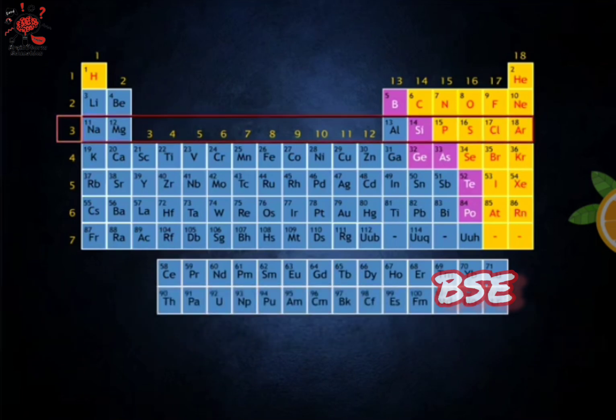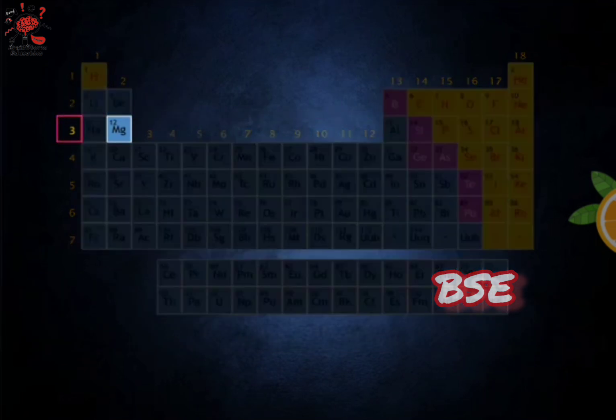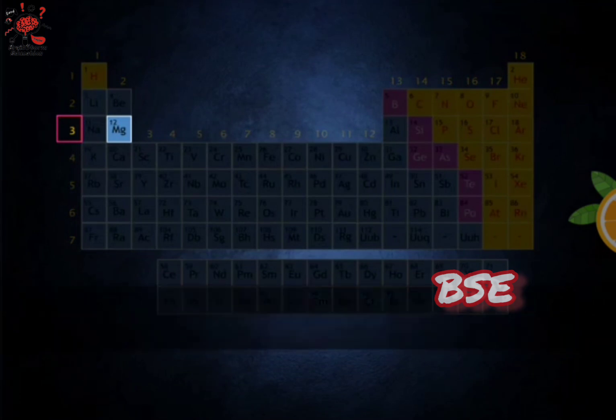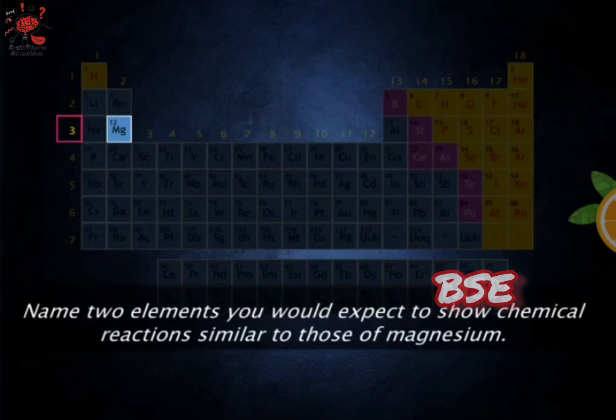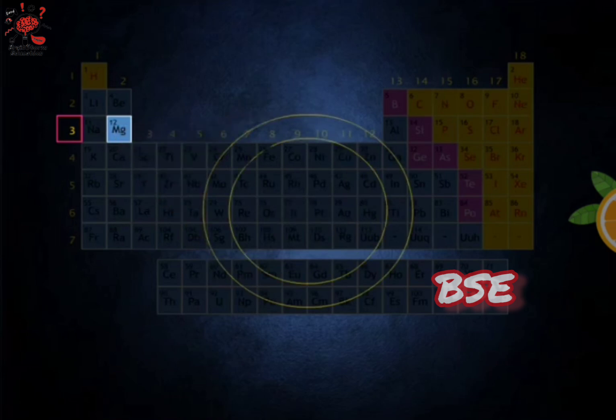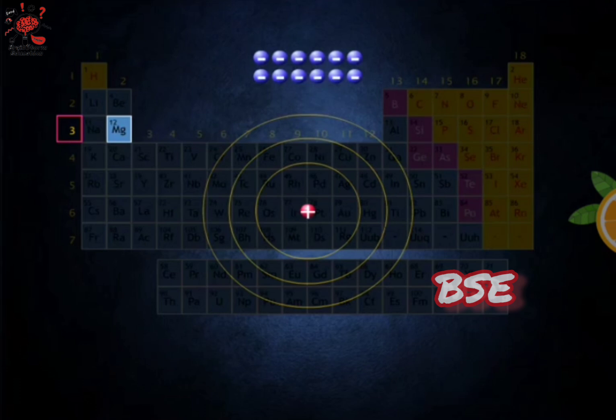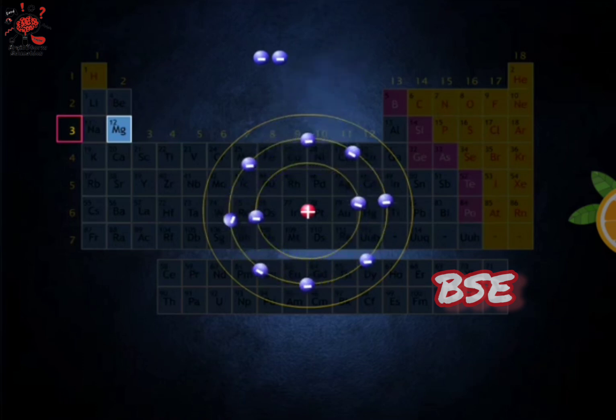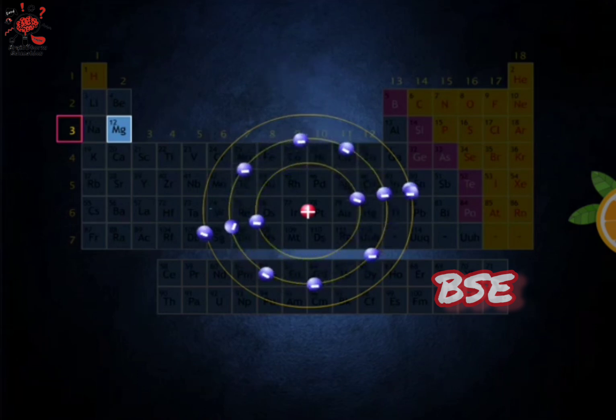Let's take an element from the third period. For example, magnesium. The atomic number of magnesium is 12. Magnesium has 12 electrons. The first innermost shell of magnesium contains 2 electrons. The second shell contains 8 electrons. The third shell contains the remaining 2 electrons.